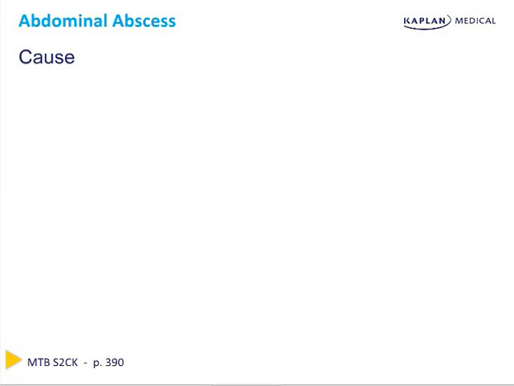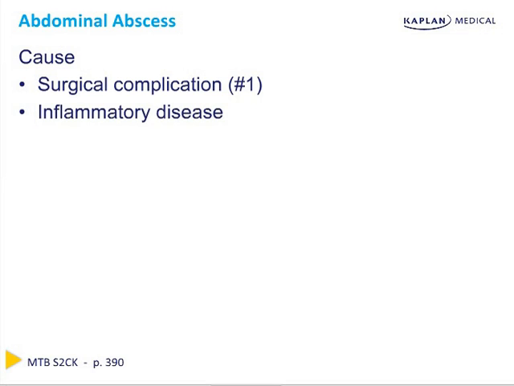Abdominal abscesses are another commonly tested cause of abdominal pain. In practice, the most common cause of these discrete intra-abdominal infections is a complication of abdominal surgery, in which an undrained fluid collection left in the abdomen becomes infected. However, inflammatory diseases of the bowel can also lead to abscess formation, as microscopic perforations in the bowel wall can provide bacteria in the gut access to the peritoneal cavity. And finally, abscess can also result from penetrating trauma.